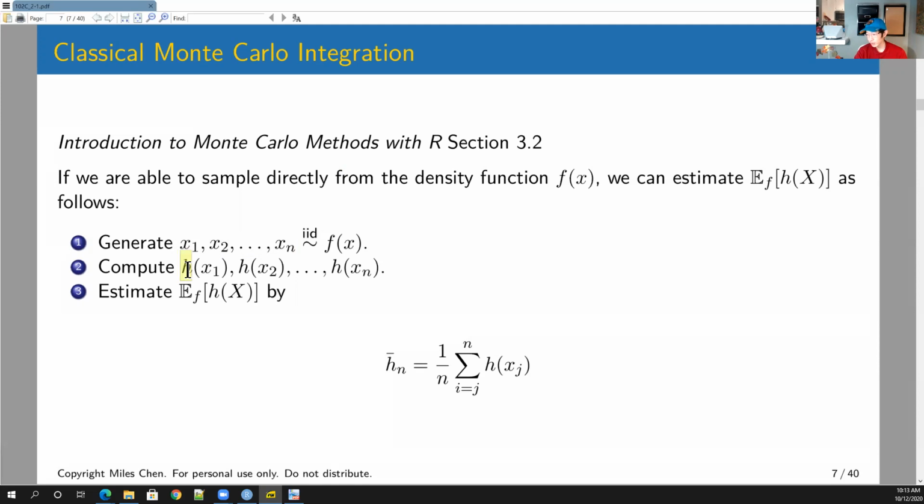And then you're going to apply that function h to every single value you've drawn. So you're going to compute all of this. And then you're going to estimate this quantity by taking the mean of all of those values. And so this right here, h bar sub n, is the Monte Carlo estimator based on n values. This is what we call the Monte Carlo estimator.